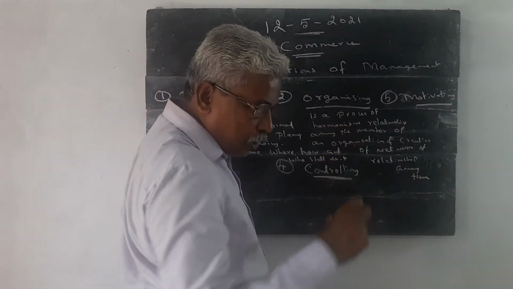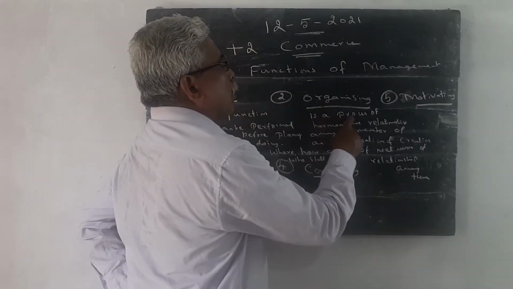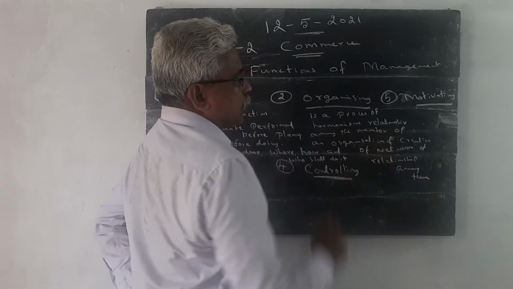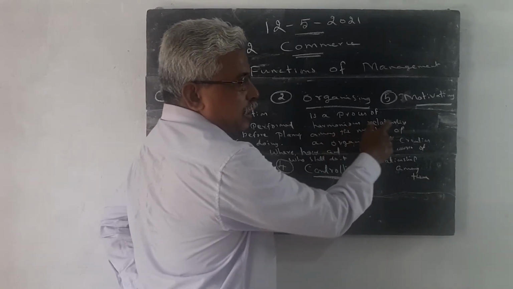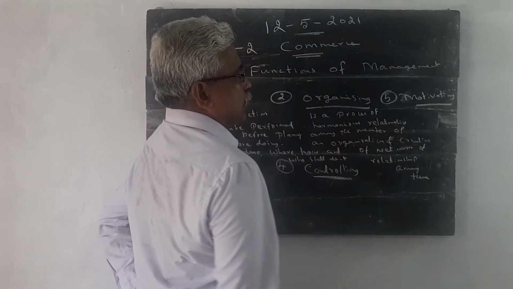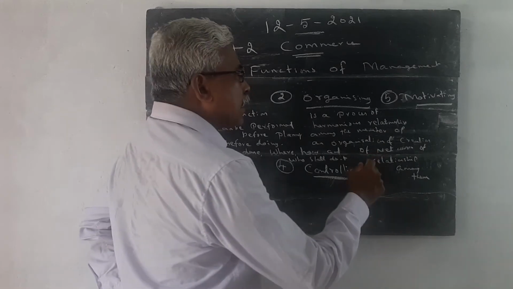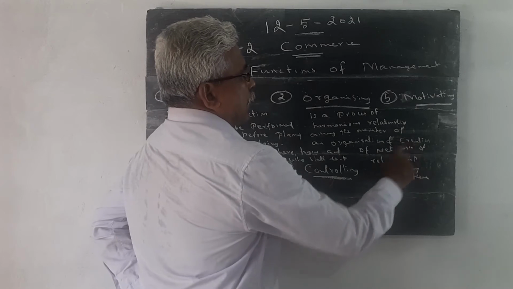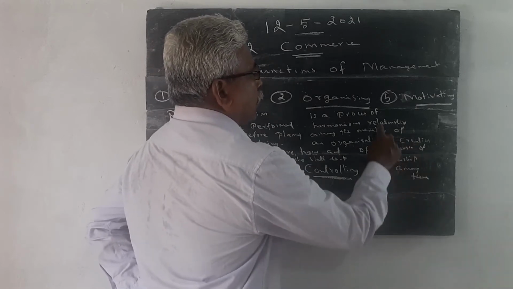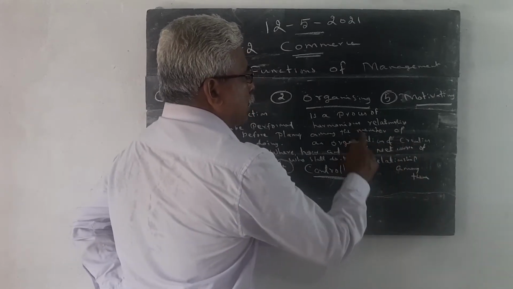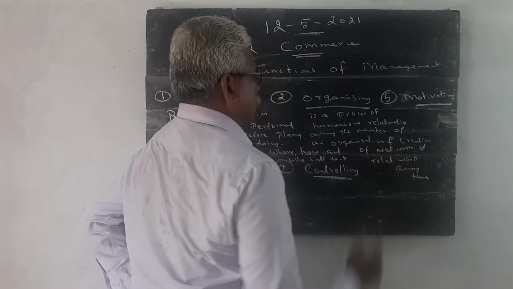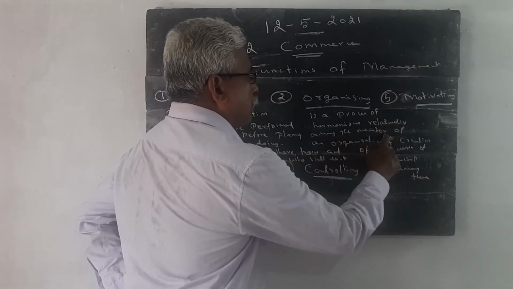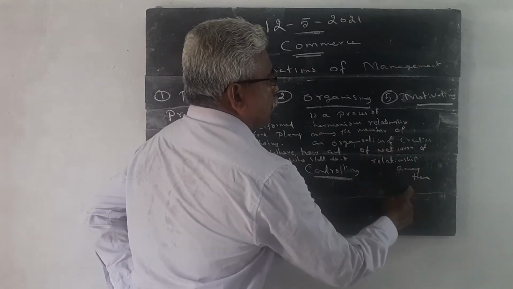It is continuously doing. Organizing is a process of harmonious relationship among the members of an organization, and creation of network of relationship among them, among the members. Here also, relationship among the members.